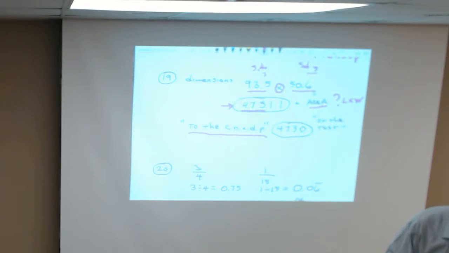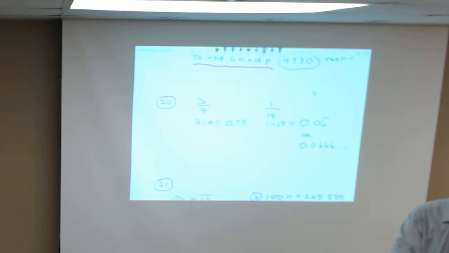Problem number 20. Write the following as a decimal. 3 over 4 is simply 3 divided by 4, which is 0.75. 1 over 15 is 1 divided by 15, which is 0.06 with a line over the 6, which means it just keeps going.